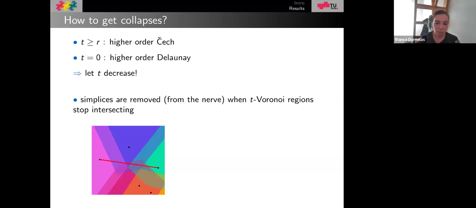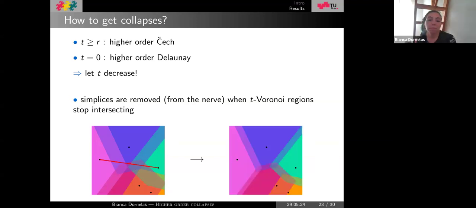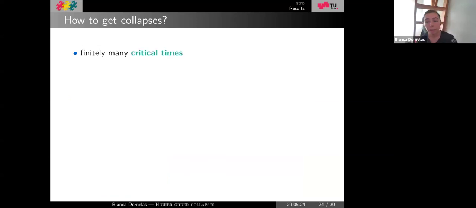So for instance, again, in the same figure as before, we had that edge corresponding to this intersection here. And as soon as the regions decrease, that edge cannot exist anymore because the left Voronoi region does not intersect the right-hand Voronoi region. Good. So that means that we have some specific values of t, which we are going to call the critical values of t, when changes happen in the nerves. And of course, they have to be finite, because if they correspond to removals of simplices in the Čech complex, and the Čech complex is finite, then this is a finite number.